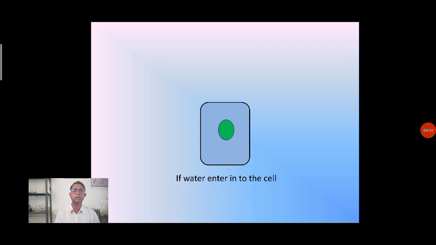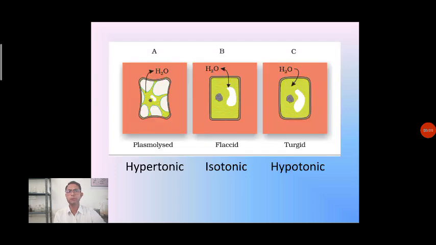Now the third condition: if water enters into the cell, so from the external side water moves towards the inner side of the cell, then this condition is known as a hypotonic solution. So these are the 3 conditions where the water movement changes, and depending on the movement change we can say the solution is either isotonic, hypotonic, or hypertonic. So among the three, one solution is there.